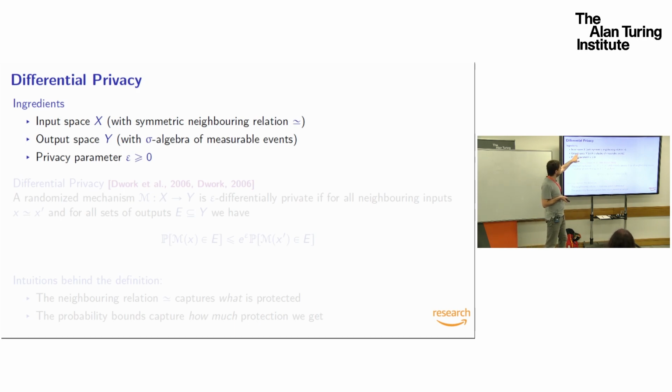And we assume that this space X is equipped with a symmetric neighboring relation. In the case of databases, you can think that two databases, X and X prime, are related by this binary relation if I can go from one database to the other by just removing one person from the database, or replacing one person in the database, or adding one person in the database.